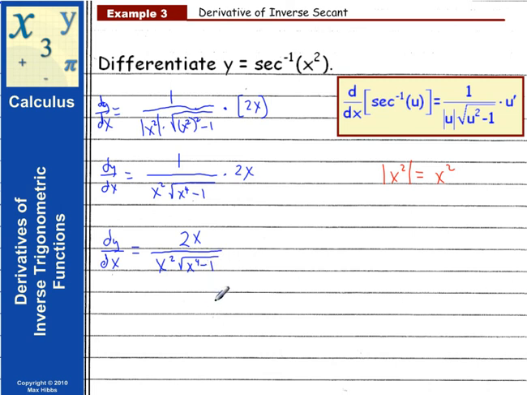And of course now we see that we have a common factor of x in the numerator and denominator, so we can reduce this fraction by reducing x over x squared. So we'll write our final answer. Dy dx is equal to 2 divided by simply x times the square root of x to the fourth minus 1. And there's our final result.